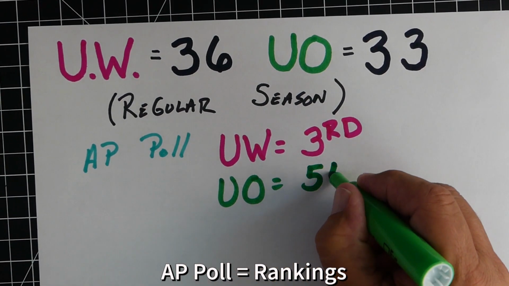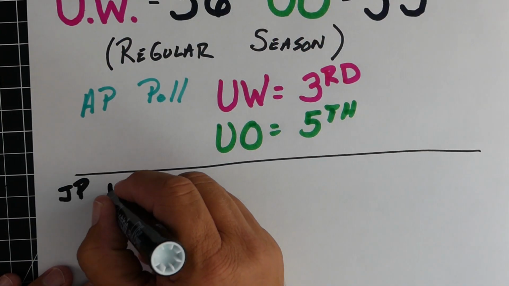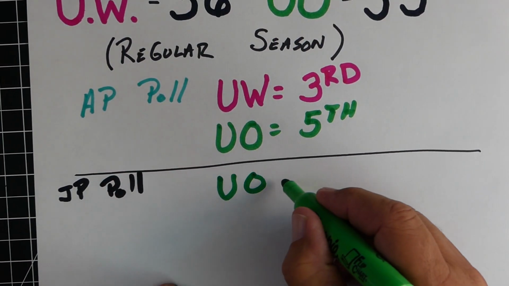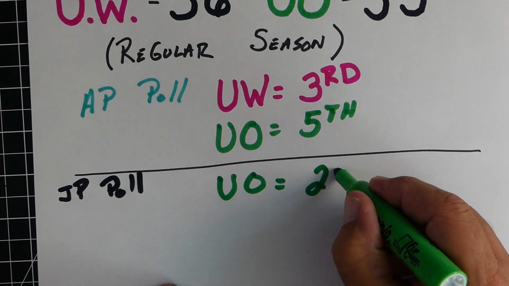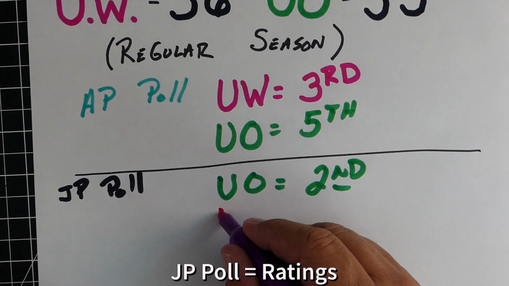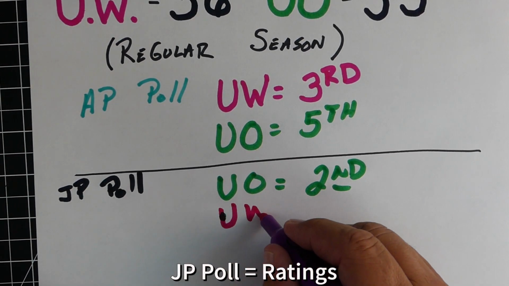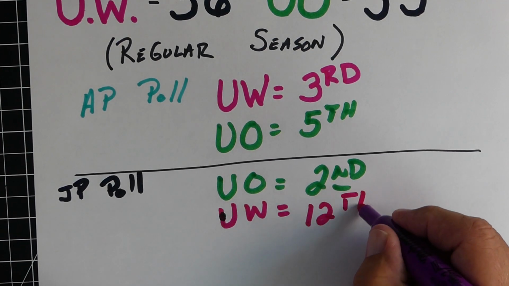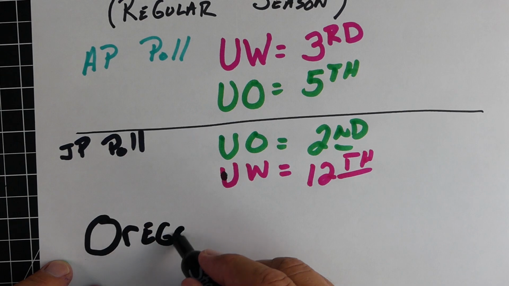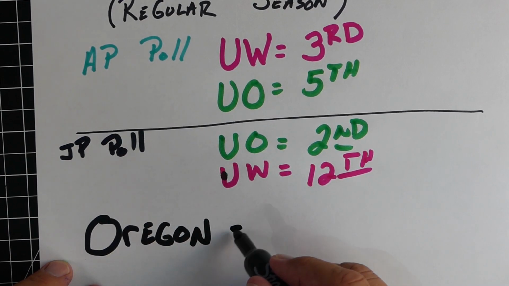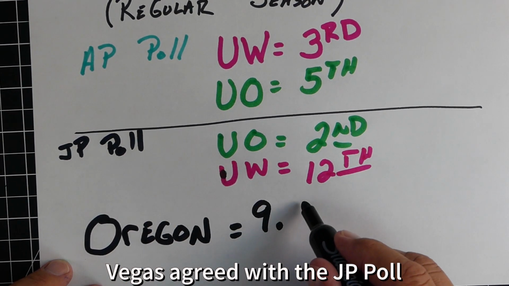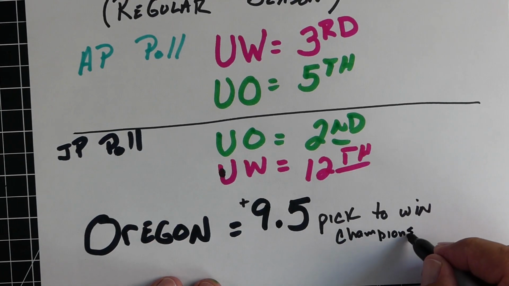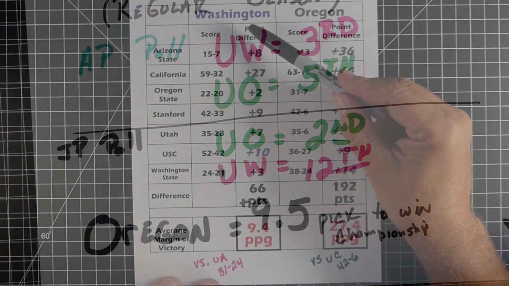Oregon was ranked 5th. But when the JP did their ratings, and they're ranking the strength of teams, Oregon was still rated ahead of them. Oregon was rated 2nd, and Washington wasn't just 3rd, they were all the way down at 12th. And this is right before the conference championship. So what did the Vegas oddsmakers think? Well, they agreed with the JP poll, and they considered Oregon a 9.5 point favorite to win the championship game.